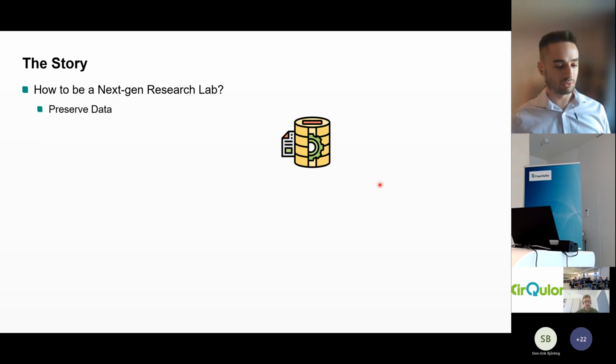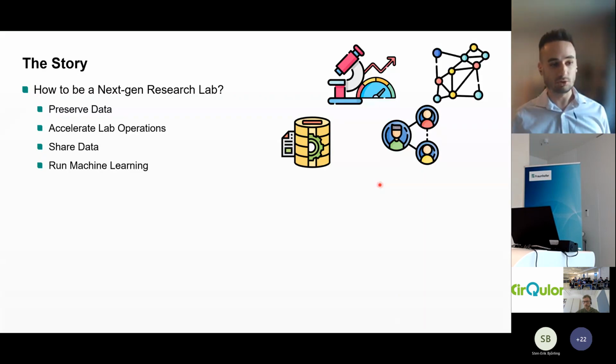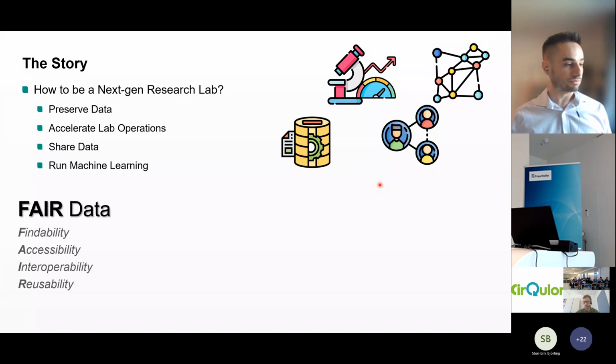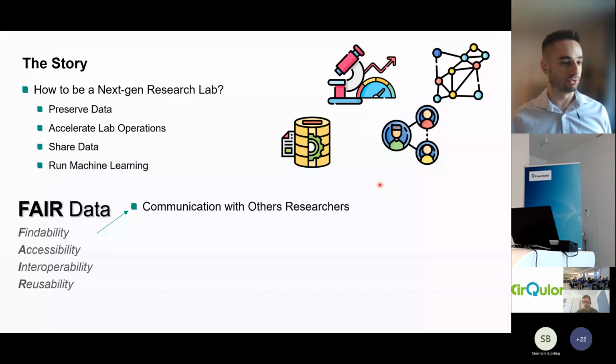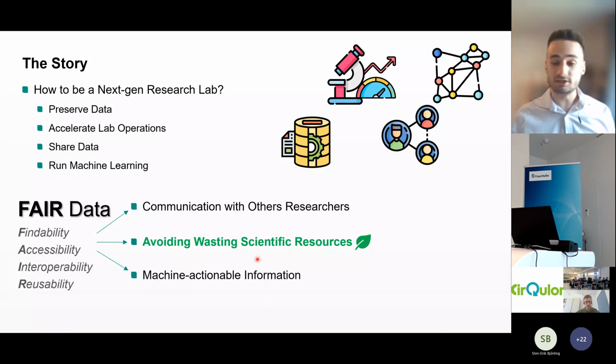So I thought that we could do better at preserving data, which would accelerate lab operations, and it would enable us to share data without much data wrangling on both ends. And finally, hopefully in the future, be able to run machine learning on actual meaningful data. So it's no surprise we arrived at the FAIR data principles. I'm not going to convince you that they're a good goal to strive for, but one aspect that I don't see mentioned too often is that FAIR is actually green, because experiments and simulations alike are very resource intensive, and having to repeat existing experiments that have been performed already is a costly endeavor.